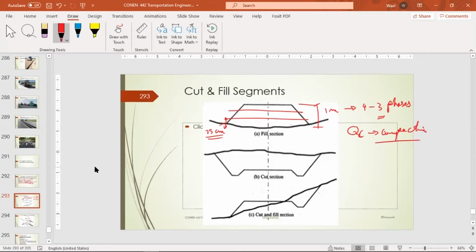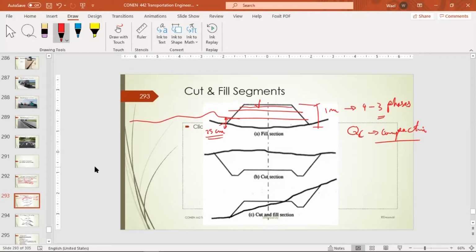Otherwise, after the road is constructed and open to traffic, it will have what we call settlement. It will go down, and it will go down in a random way. So you will see the road wavy like this.